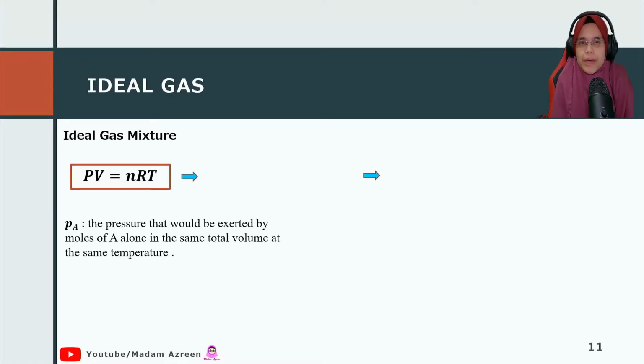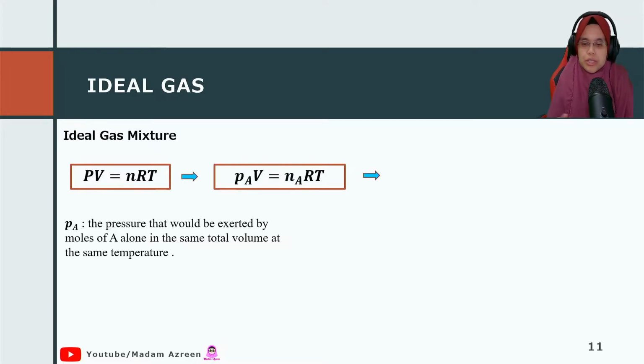How about if we have a gas mixture? We still can use PV equal to nRT. However, we have to do some modification whereby we have to consider each of the species. So the pressure is no longer P, but the pressure is PA, which is the partial pressure of A, whereby the pressure that would be exerted by a mole of A alone in the same total volume at the same temperature. So instead of P, it becomes PA, partial pressure of A.